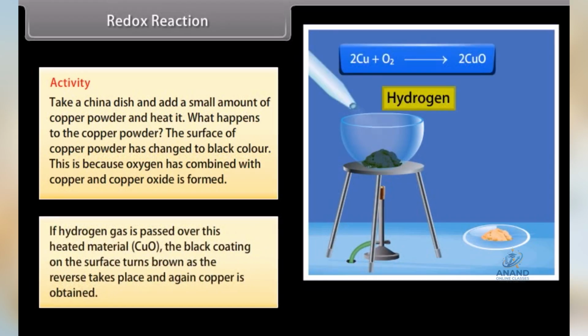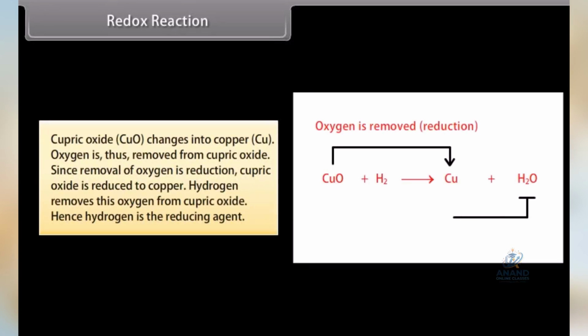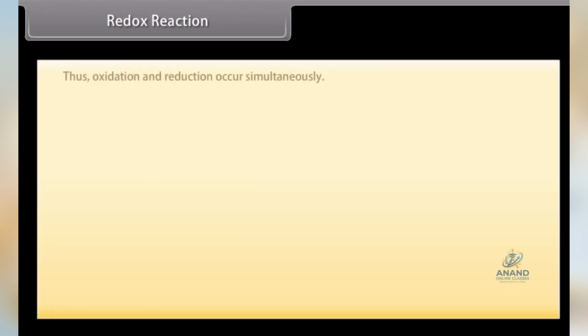If hydrogen gas is passed over this heated material, CuO, the black coating on the surface turns brown as the reverse takes place and again copper is obtained. Cupric oxide changes into copper. Oxygen is thus removed from cupric oxide. Since removal of oxygen is reduction, cupric oxide is reduced to copper. Hydrogen removes this oxygen from cupric oxide. Hence, hydrogen is the reducing agent. Thus, oxidation and reduction occur simultaneously.